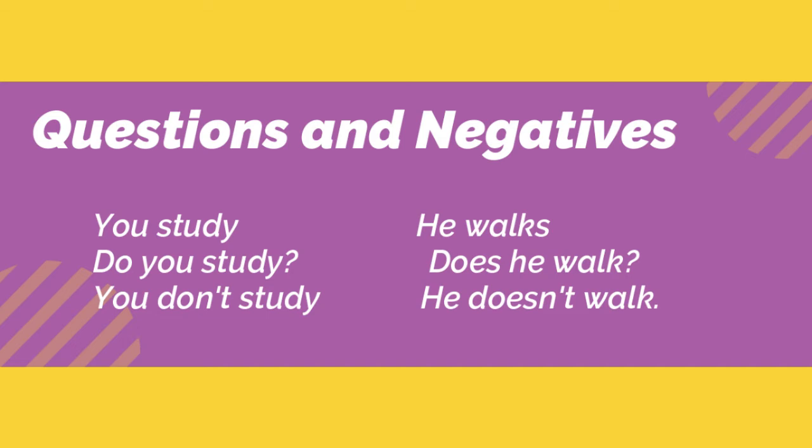Notice what happened to walk. He walks, but does he walk? The s is gone. So when you use do, does, and did in a question form, the main verb that forms that part of the sentence, like walk, comes in its simple natural form, as walk, not as walks.